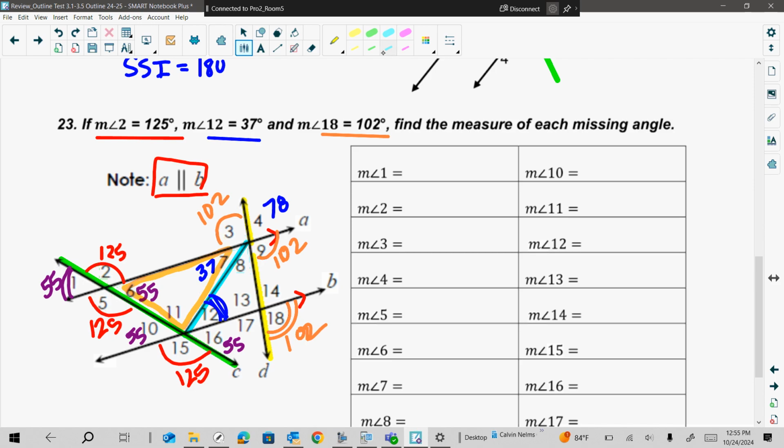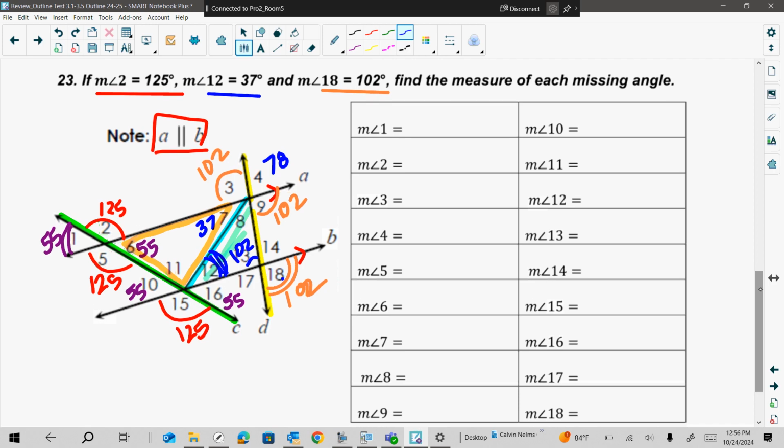Now, there's another triangle. Do you see this other triangle here with 8, 12, and 13? Y'all see that one? Okay, so now I'm going to use my 37, and 13 here is 102 as well because it's vertical to 18. So 37 plus the 102 is going to give me 139 minus 180, and that would give me angle 8. Okay, so you have to use your triangle to find that missing angle.